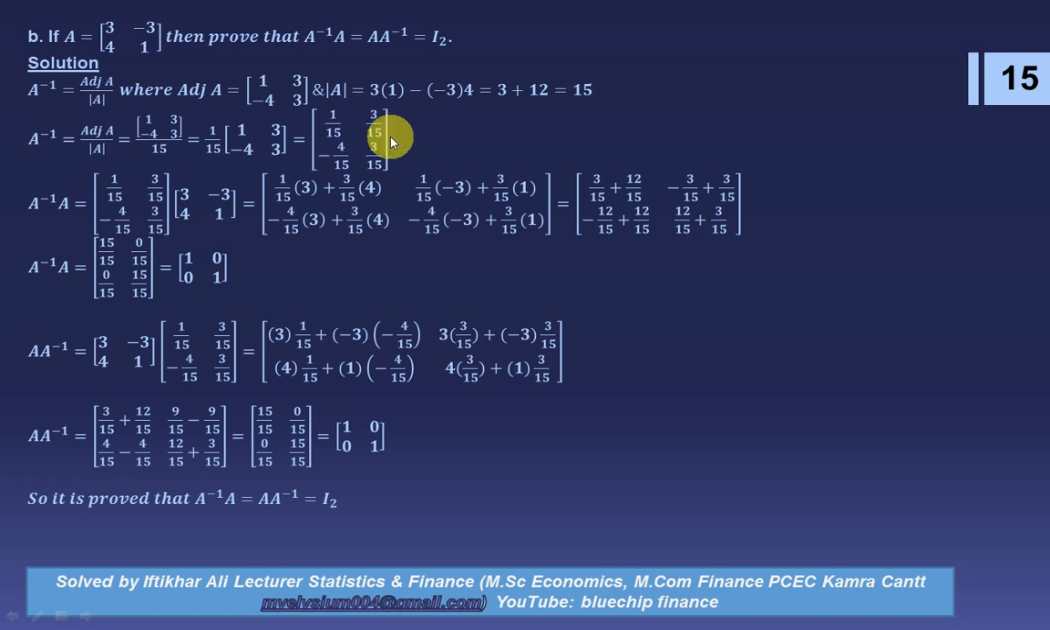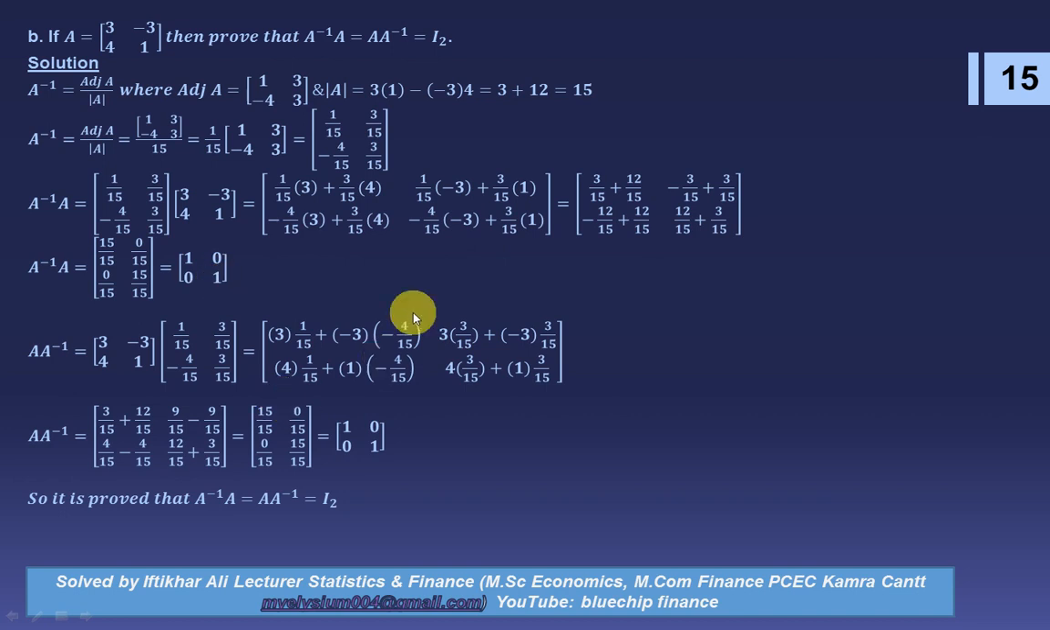After that, now we are going to multiply these two, A inverse multiplied by A. So A inverse is this and A matrix is this. So first row multiplied by first column, first row multiplied by second column, that is given here. After that, second row multiplied by first column and second row multiplied by second column, that is given here. And finally it will become 15 by 15, 0 by 15, 0 by 15, 15 by 15, 1 0 0 1, that is the identity matrix.